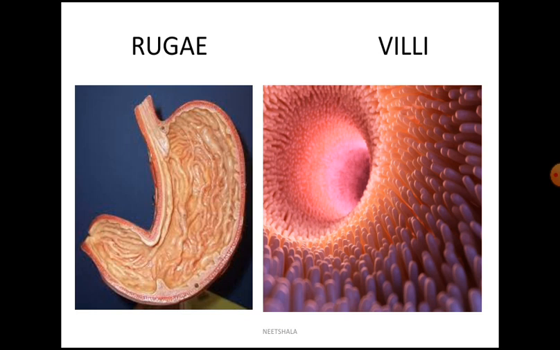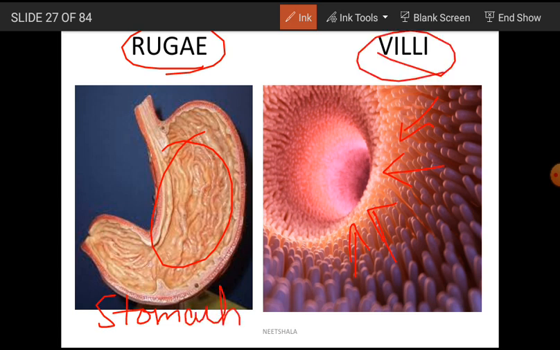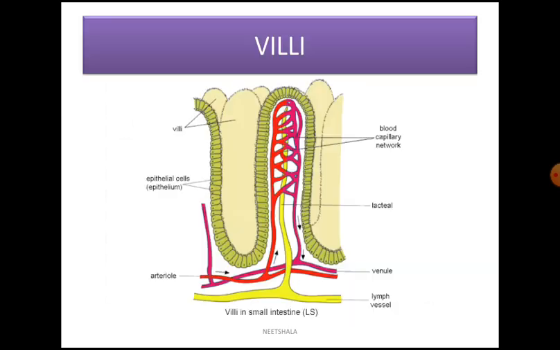So here you can see the picture of rugae and villi. These infoldings are known as rugae, and these finger-like projections जो आप यहाँ पे देख सकते हैं they are known as the villi. रुगे कहाँ पे देख सकते हैं? रुगे आपको देख सकते हैं आपकी stomach में. Stomach is a J-shaped bag-like muscular structure, and villi आपको देख सकते हैं आपकी intestine में. And what is the function of villi? Villi increases the surface area for absorption. So this is the picture of villi, आपको देख सकते हैं. It helps in absorption. So this is the picture of villi. आपकी NCERT में भी ऐसा एक picture है.